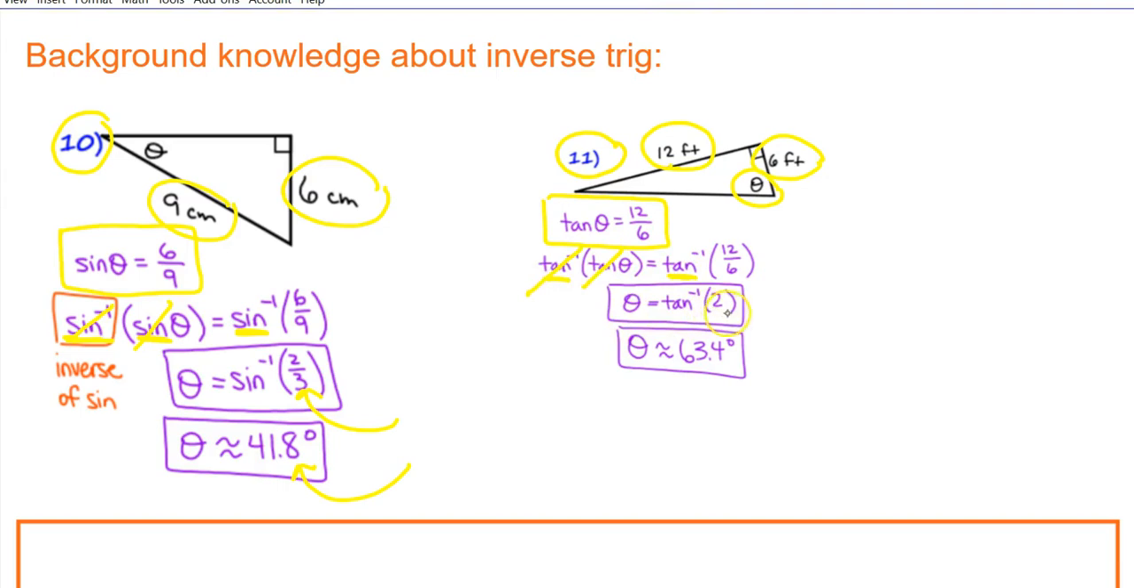Theta is inverse tangent of 2. I just reduced the ratio of 12/6 to 2. And that gave us an approximate answer of 63.4 degrees. So once again, input the ratio, output the angle.